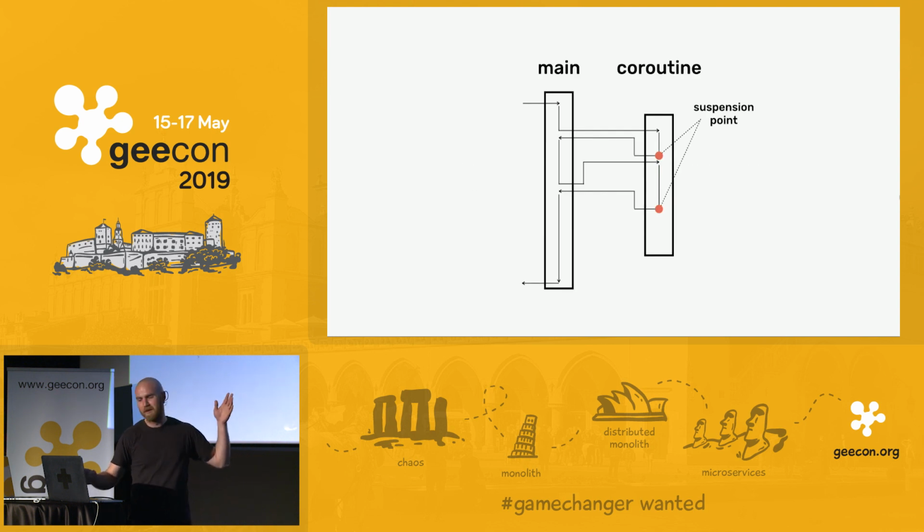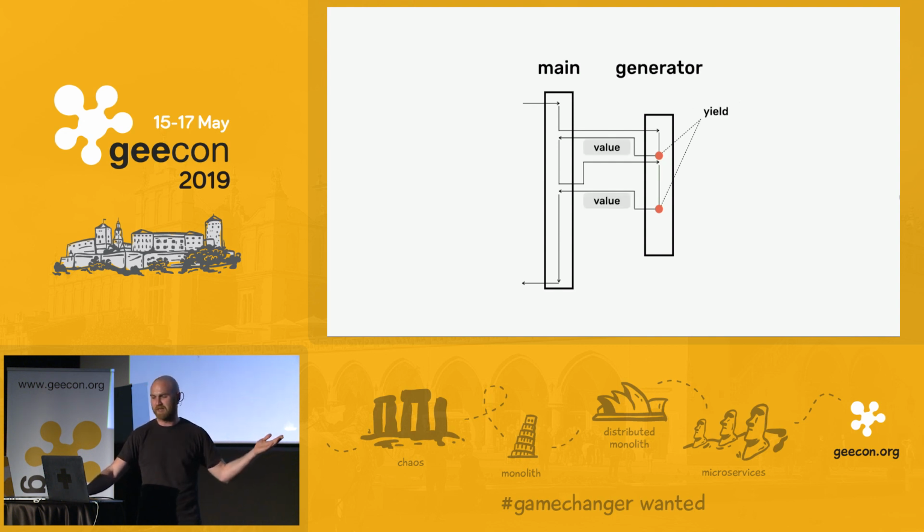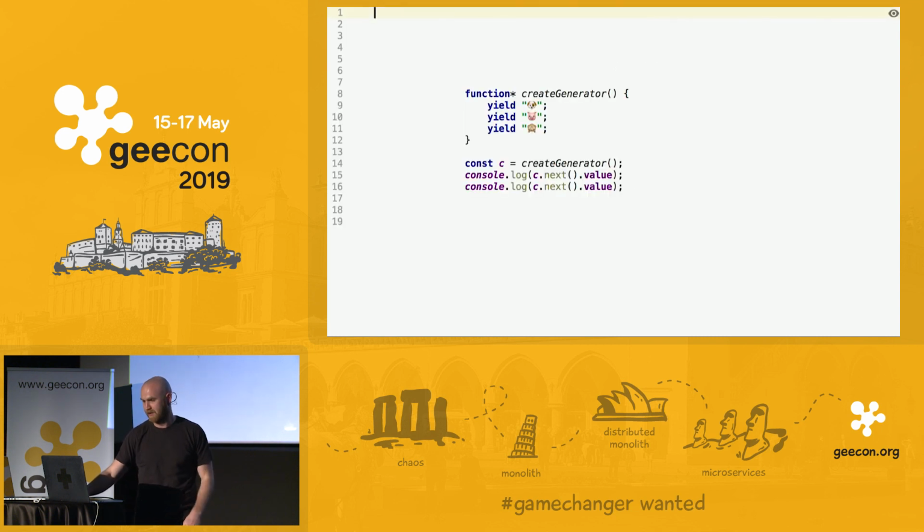To compare with the previous coroutines as threads, this was the main calling the coroutine, and this is a generator. So it's an identical thing. The main function calls the generator. At some point the generator yields control and sends a value back. To show this in JavaScript, we can create a generator which will yield dog, pig, and monkey, and we save this generator in variable C.